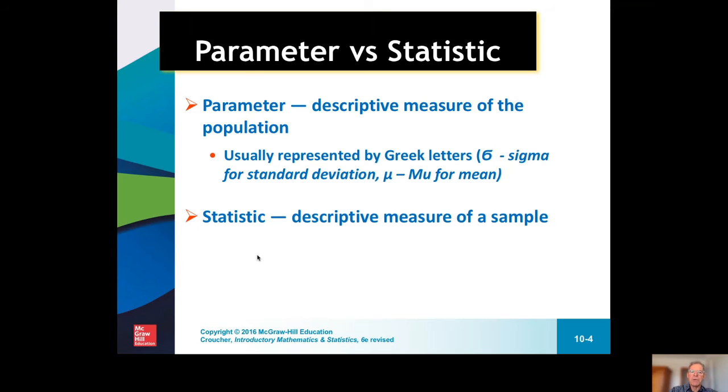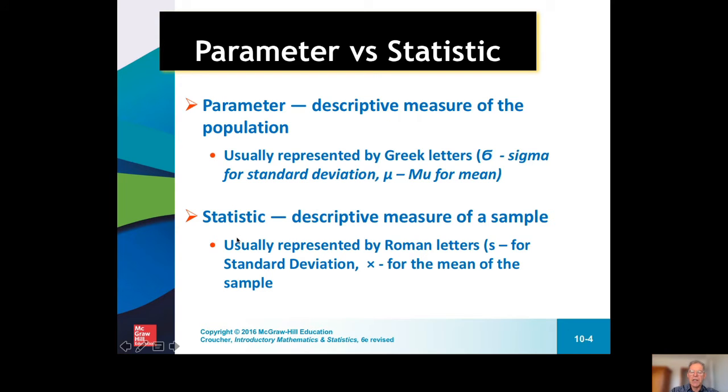And we also talked about the difference between a parameter and a statistic. A parameter is any statistical measure of the population, and we identify whenever you see a symbol like mu, the Greek letters, or sigma for the standard deviation, mu for the mean, you know we're talking about the population there. Whereas a statistic is a descriptive measure of a sample, so not just statistics, the subject, but statistic, the measure of a sample. And Roman letters such as S for the standard deviation, or x-bar, X with a little bar across the top of it, for the mean of the sample.